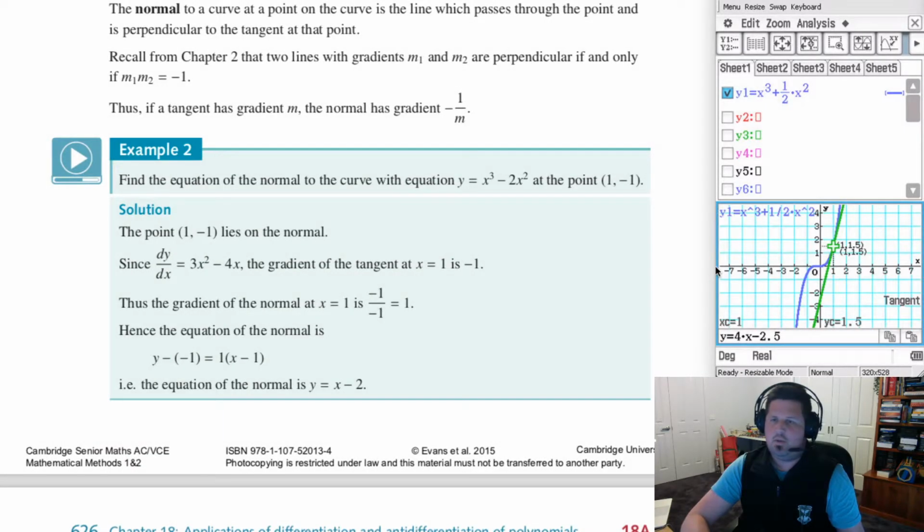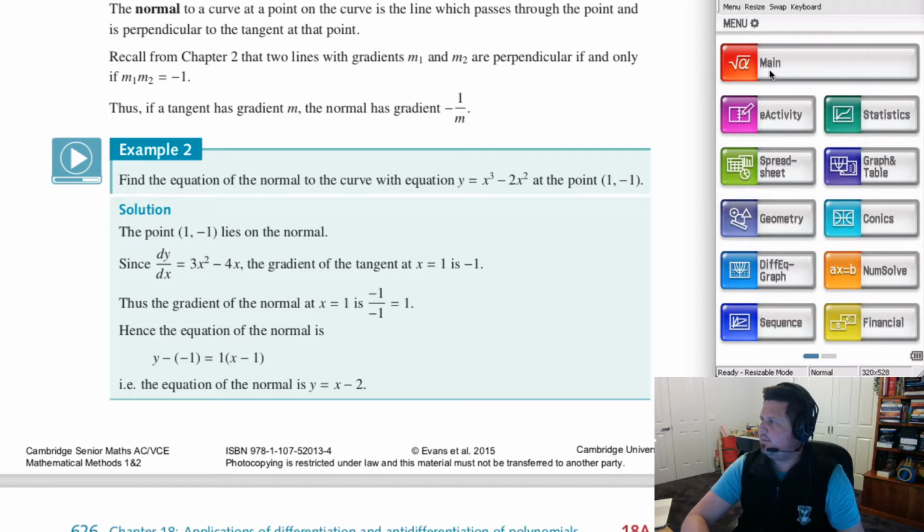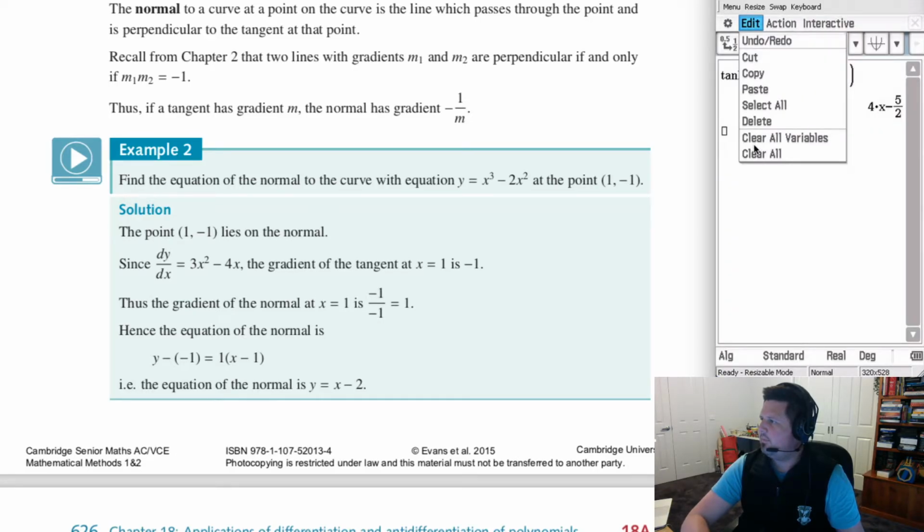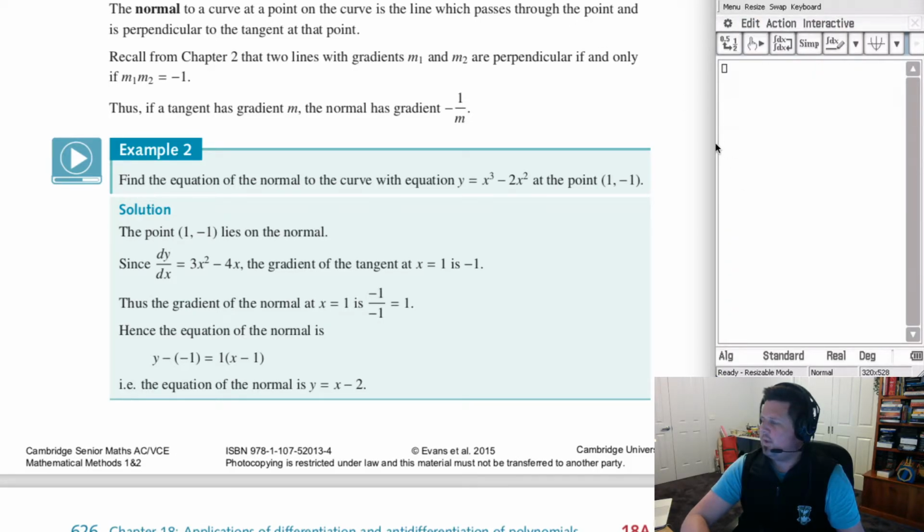Alrighty, let's now have a look at the normal. Let's clear this. You should be aware of this from previous maths learnings. The normal of the curve at a point on the curve is the line which passes through the point and is perpendicular to the tangent at that point.